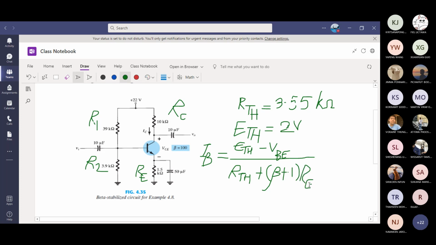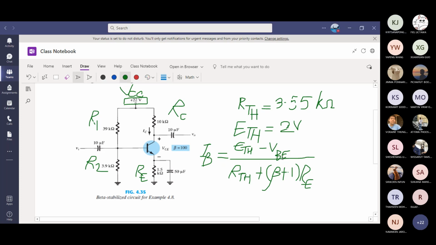Can we solve? What will be the value? 2 minus 0.7. I want to know where is VCC? VCC is the DC bias. So VCC is right here. VCC is always the DC source. Oh, okay. This one. This is VCC. Okay, got it. So ETH is 2 volts.